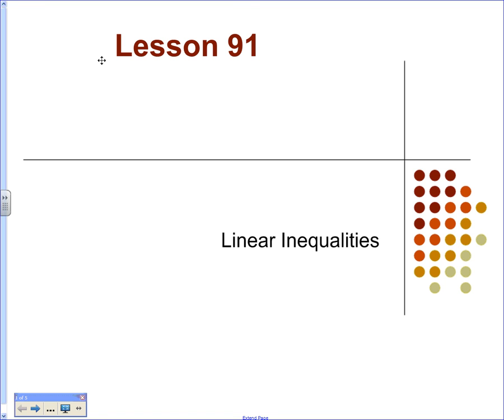Right, today we are looking at lesson 91, linear inequalities.